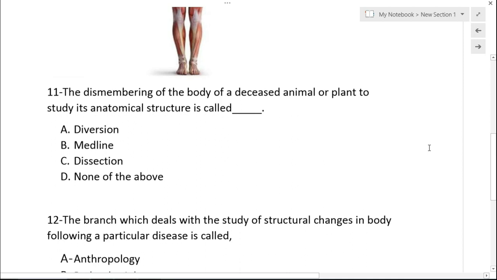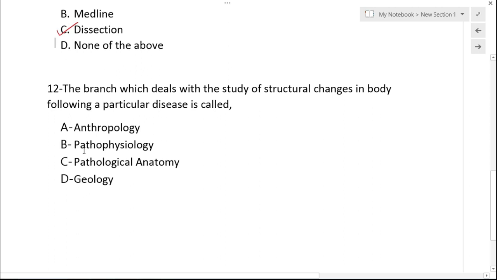The dismembering of the body of a deceased animal or plant to study its anatomical structure is called? Option A diversion, option B midline, option C dissection, option D none of the above. The correct answer is option C, dissection. Next question, question number 12.